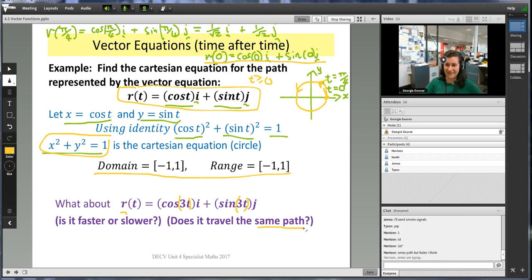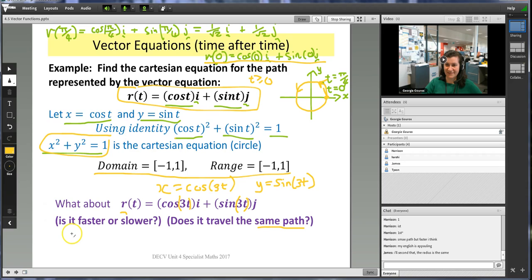It is the same path, because if you make x equal to cosine of 3t and y equal to sine of 3t, you can combine them again using that Pythagorean identity to get the unit circle. That will still be the unit circle.